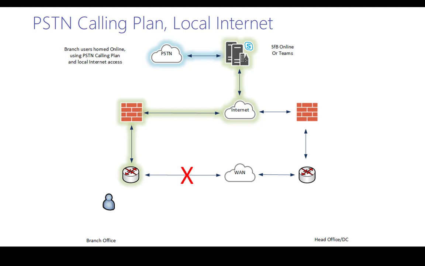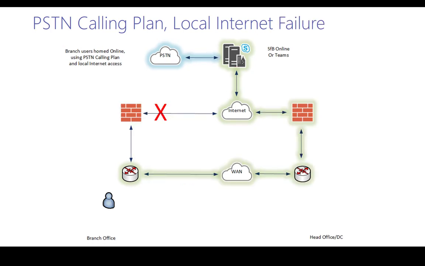Microsoft publishes all of the IP addresses and all of the port numbers that are used for these, so you can configure your policy-based routing on these devices to ensure that traffic to Skype for Business Online and Teams goes out the local egress point, and everything else goes through the head office.